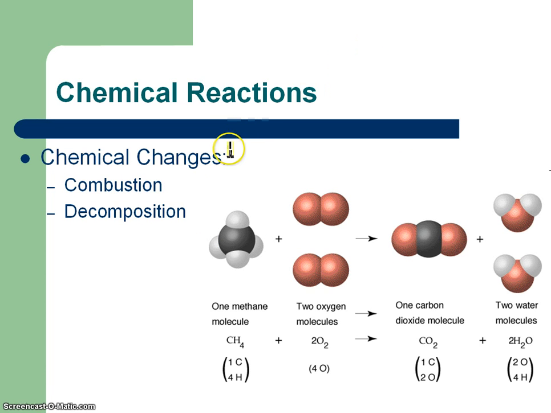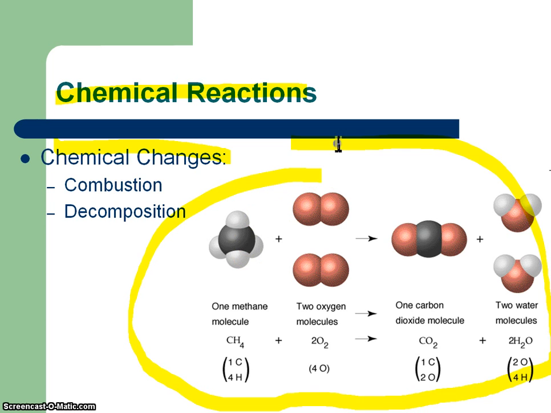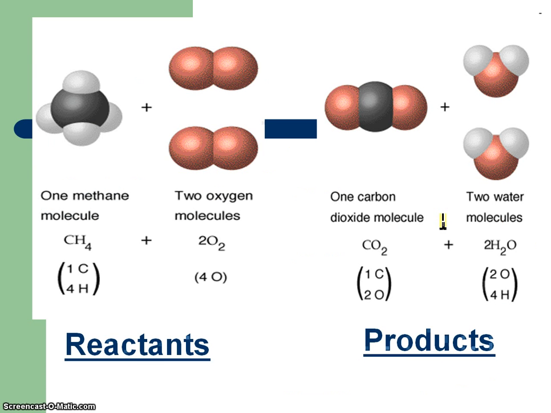Chemical reactions are chemical changes. It's the same definition. They can be used interchangeably. Chemical reactions include combustion when you burn something and decomposition when you break it down. Over here we see an example of a reaction. Methane and two oxygen molecules combine to form carbon dioxide and two water molecules.